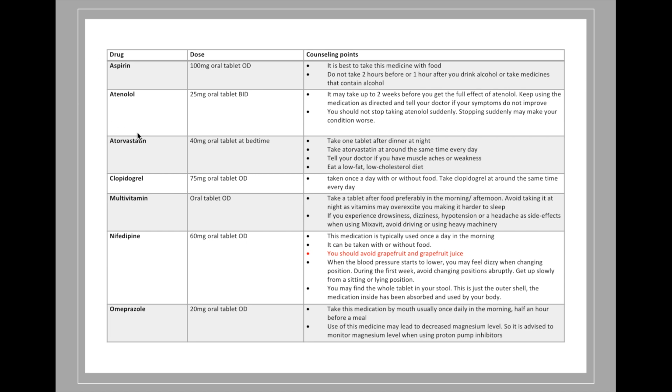Atenolol as a beta blocker is given twice daily, and we should tell the patient that it might take time before the drug starts to work, and you shouldn't stop beta blockers abruptly. That's very important. We also gave him another medication for hypertension, which is nifedipine, a calcium channel blocker, and it's important to tell the patient to avoid grapefruit and grapefruit juice because they interact with the medication.